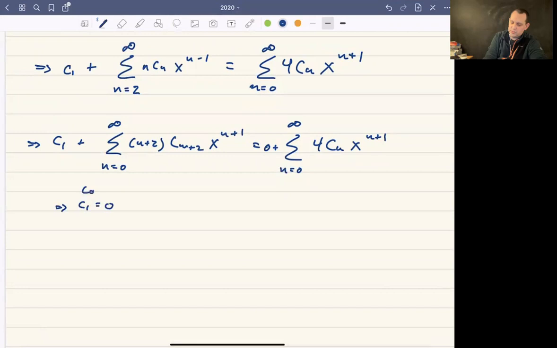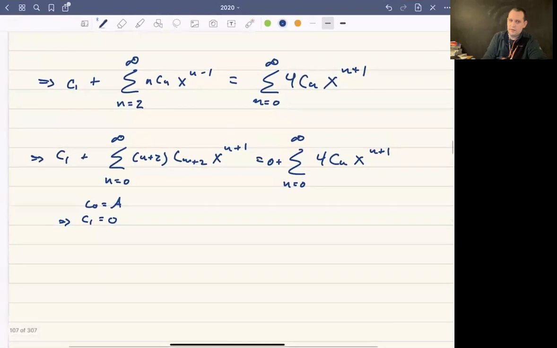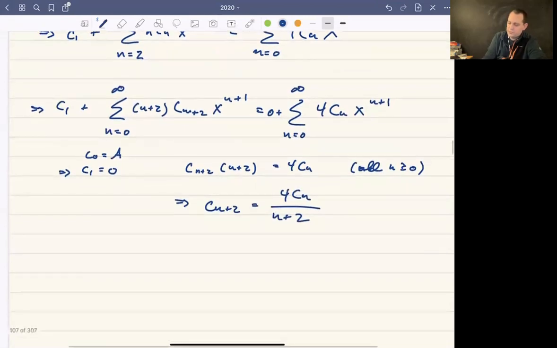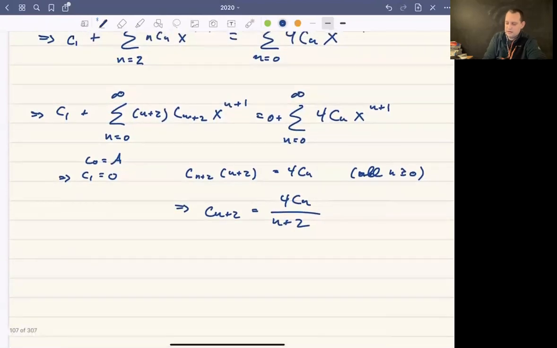And then, like always, we're going to assume that the first value, because it's a first order differential equation, right? We are solving y prime equals 6xy. Because it's a first order differential equation, we just have one constant. So C0 is A, C1 is 0, and then here we know that n plus 2 times c sub n plus 2 is going to be equal to 4 times c sub n, and this is going to be for all n greater than or equal to 0. And so this tells you that c sub n plus 2 is going to be 4 c sub n over n plus 2.